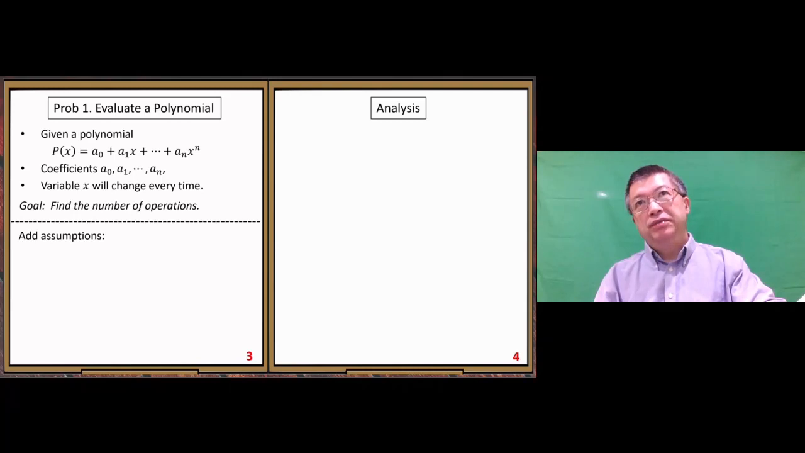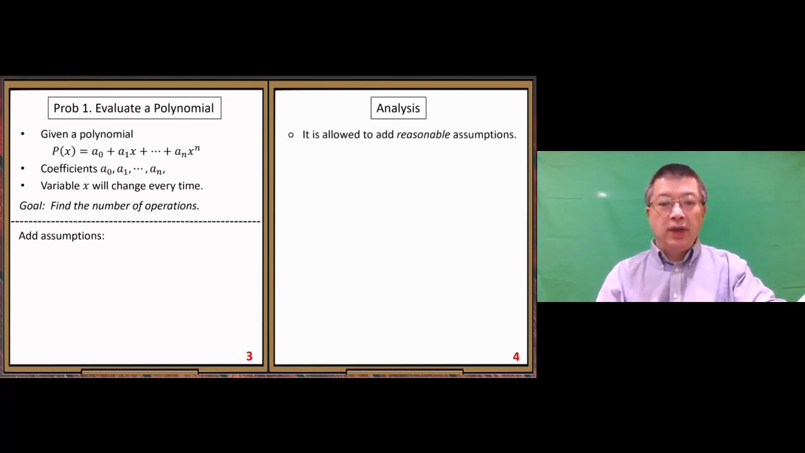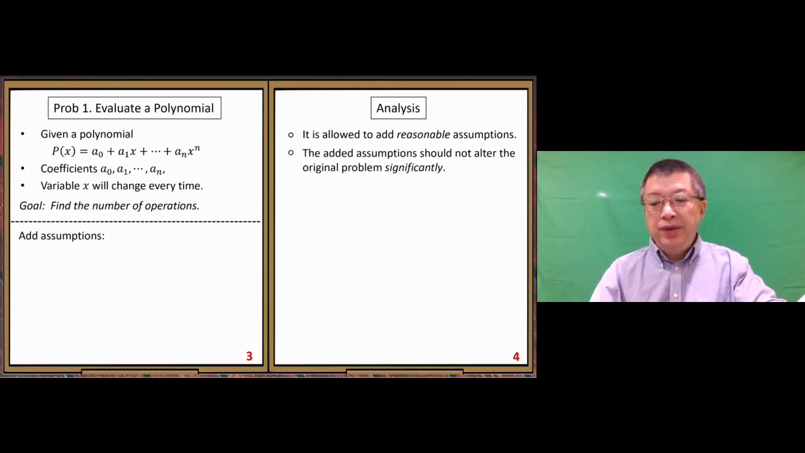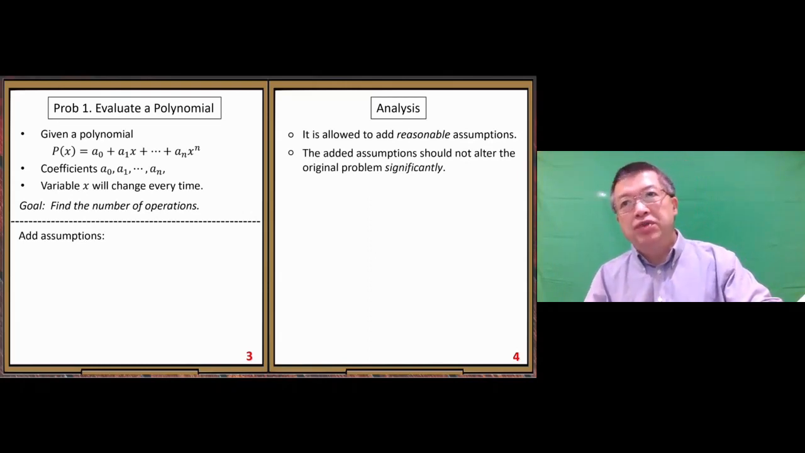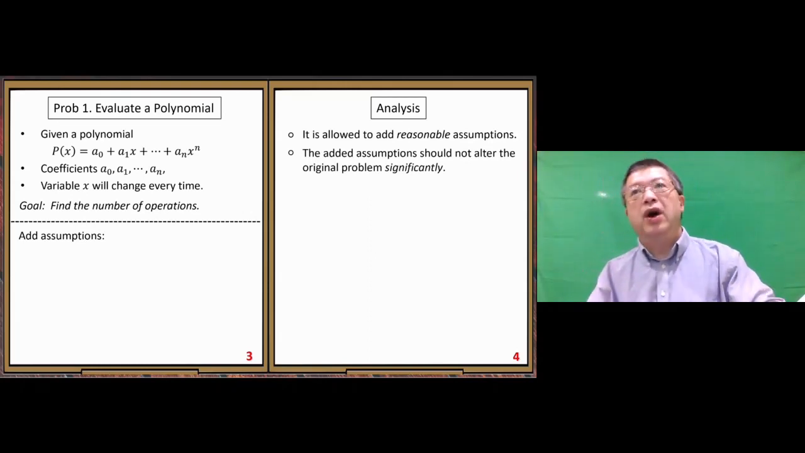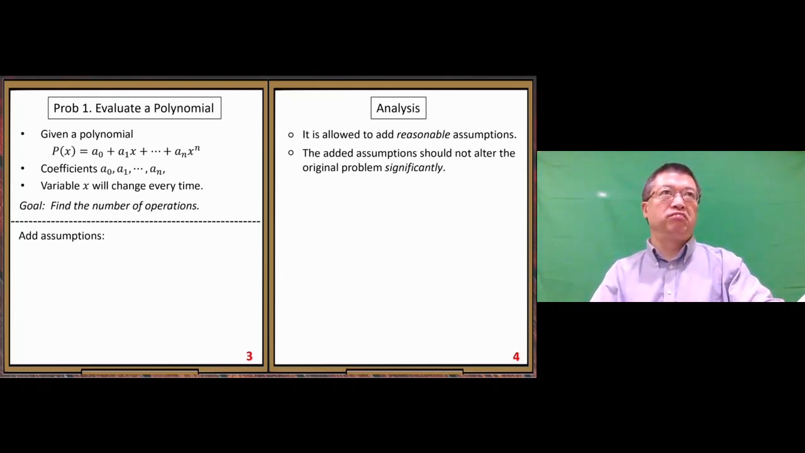Let me tell you why we can do it. It is allowed to add reasonable assumptions when we solve real-world problems. Many times we need to do this. But when we do that, the added assumptions should not alter the original problem significantly. Otherwise, you'll change the problem, and we don't want to change the problem. We want to solve the same problem. So with that, now let's do some assumptions here.